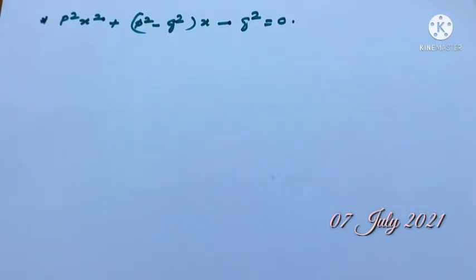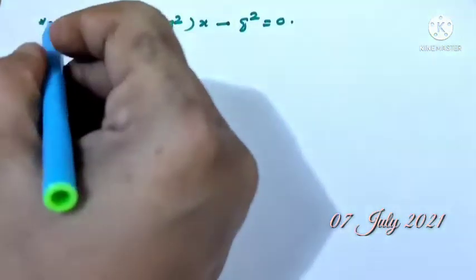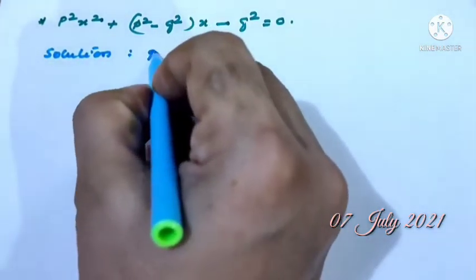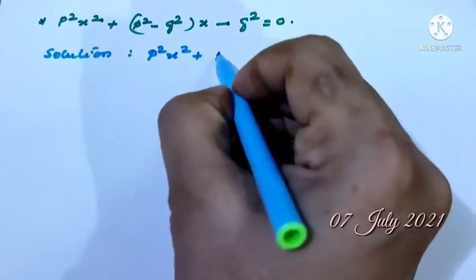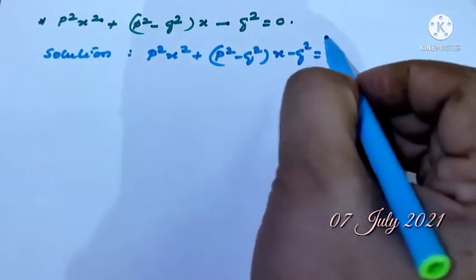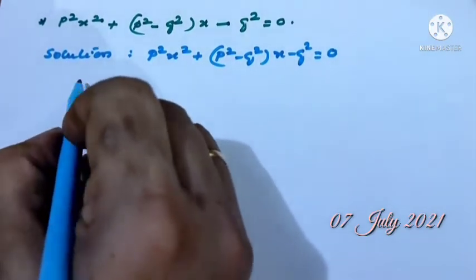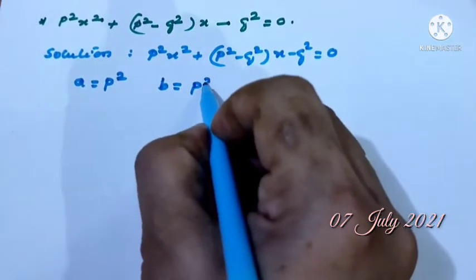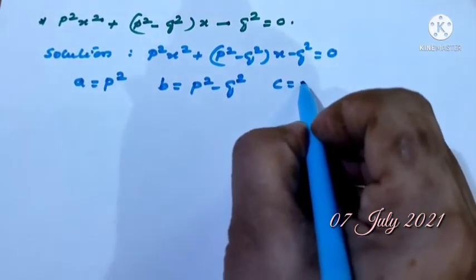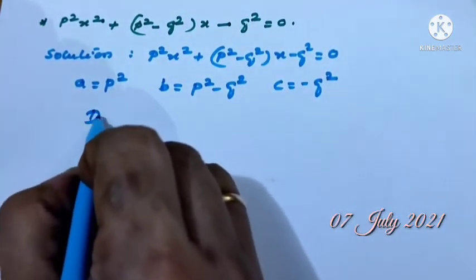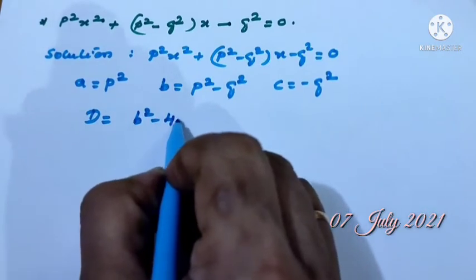Next question, p square x square plus p square minus q square into x minus q square equal to 0. So once again the solution, we have to take down the question first itself. p square x square plus p square minus q square into x minus q square equal to 0. So while comparing, we can write a, b, c. a equal to p square, b equal to p square minus q square, and c is equal to minus q square. First the discriminant we have to calculate, D equal to b square minus 4ac.